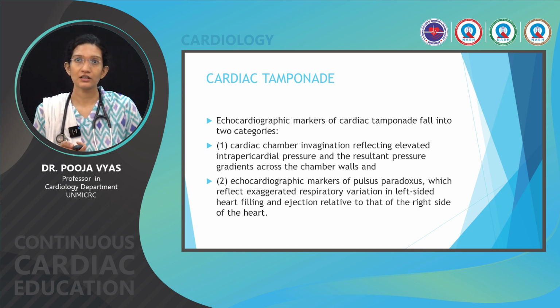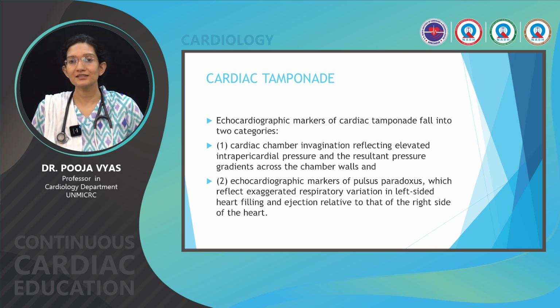Echocardiographic markers of cardiac tamponade fall into two categories. One is cardiac chamber invagination, which reflects an increase in the intrapericardial pressure, and that pressure is invaginating the chambers. So, the pressure within the pericardium is more than the pressure within the chambers, and that can cause cardiac chamber invagination. And even the echocardiographic marker of pulsus paradoxus, which means that there will be exaggerated respiratory variation in the left side of the heart filling and ejection relative to that of the right side of the heart.